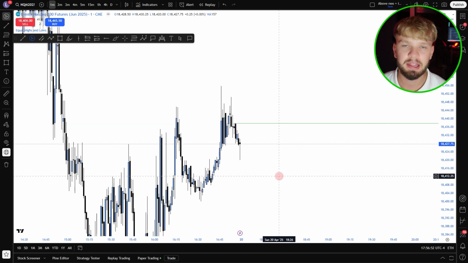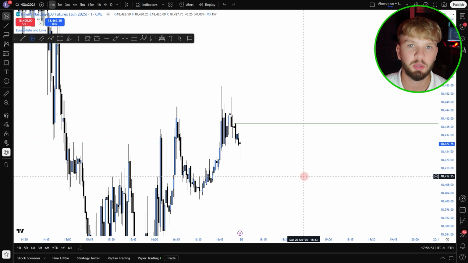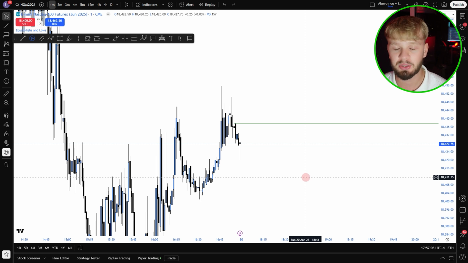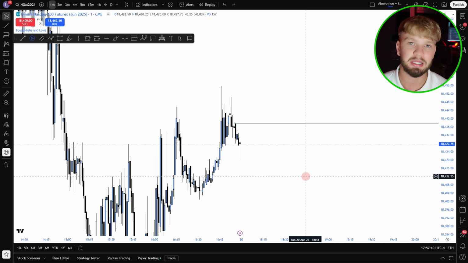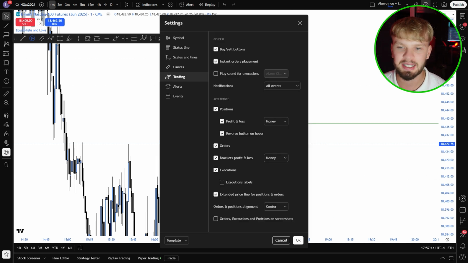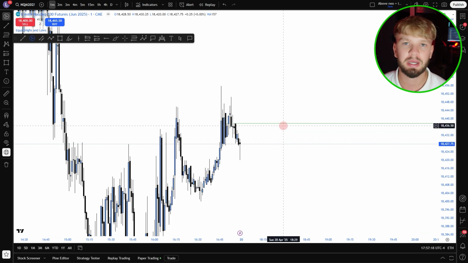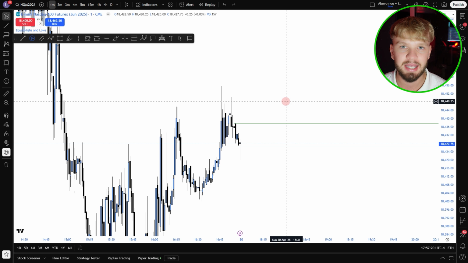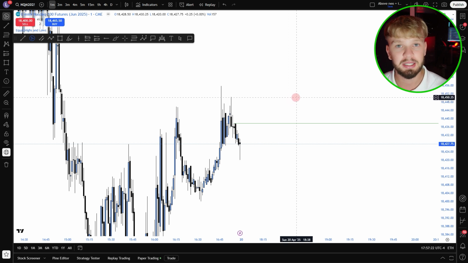So when you're looking at the market and you want to enter into the market, there are two ways that you want to do this. You can either use market orders or you can use limit orders. The difference between a market order and a limit order is market executions instantly enter you into the market. So what you want to do, right click onto your chart, click settings and click instant order placement. Now what this will do is allow you to correctly market execute into the price action.